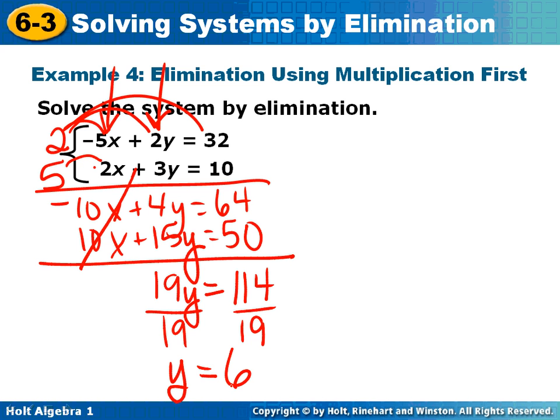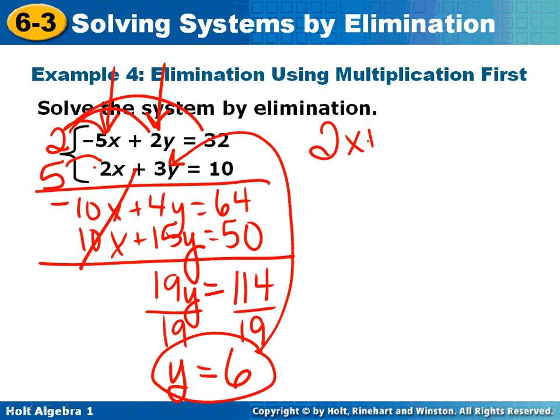Now this part is always harder, plugging it back in. I'm going to take the 6. Which one looks easier? I don't know. The bottom one kind of looks easier to me. I'm going to take the 6 and plug it into the y. So 2x plus 3 times the y equals 10. And in place of the y, I'm going to put a 6.